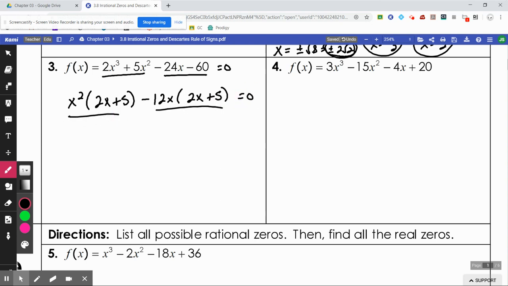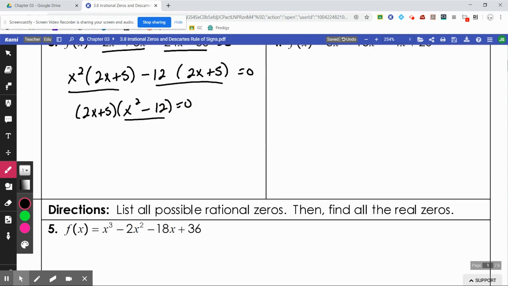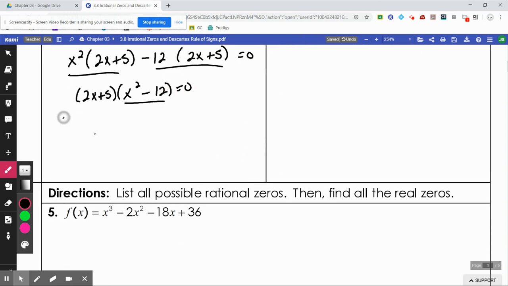Factor 2x plus 5 out of both groups, and you're left with an x squared minus, and that should have been, there's no x here. That should have been x squared minus 12. Now from there, this will not factor again. It's not difference of squares, so not a lot we can do with it. So set each factor equal to 0.